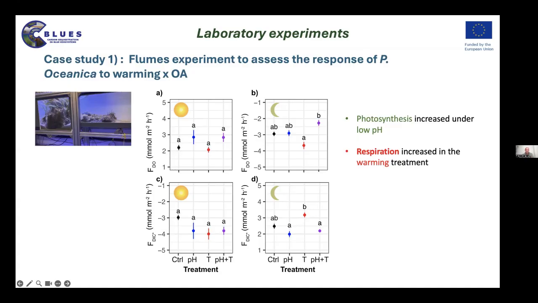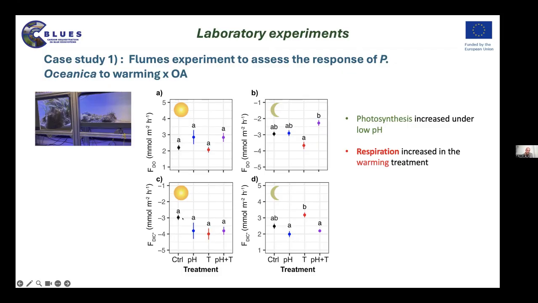At night, we had something a bit different, where we mostly had an increase in respiration when we increased the temperature, but an opposite trend when we had this combined effect of low pH and high temperature. So this was a pretty interesting result. Below that, you have the flux of DIC, but I will not go into detail on that. But basically for respiration, we have a relatively similar story with a higher flux of DIC at night at high temperature.